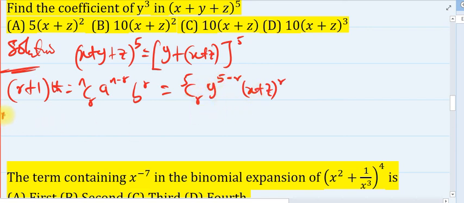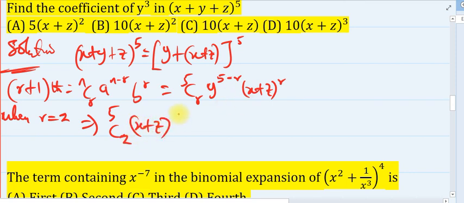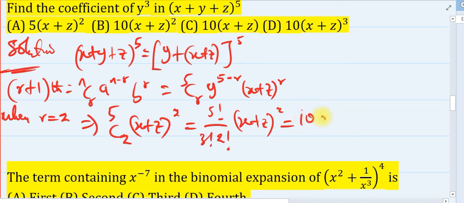So when r is 2, the coefficient is now the remaining, which is 5 combination 2 times (x + z) raised to power 2. So which is 5 combination 2, 5 factorial over 3 factorial, 2 factorial, times (x + z) squared. So 5 times 4 over 2, which is 10. So the answer is 10(x + z) raised to power 2. So our answer is B.